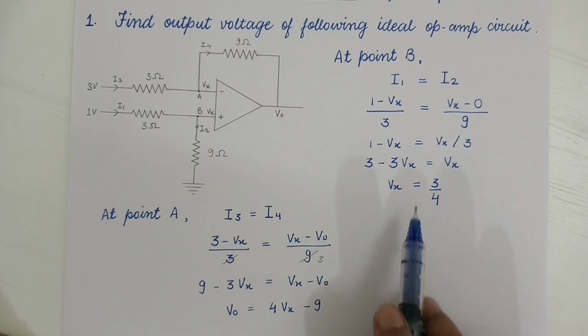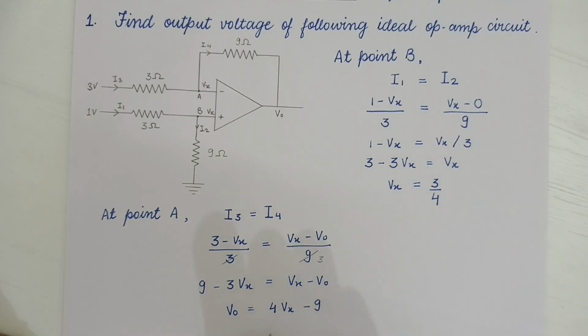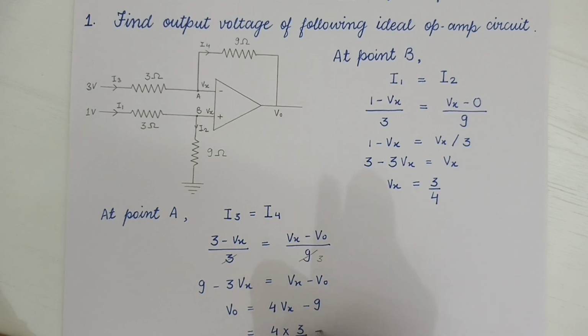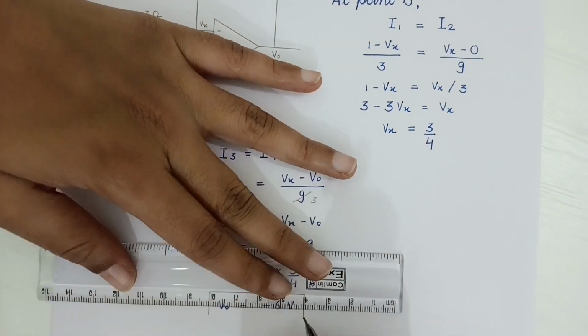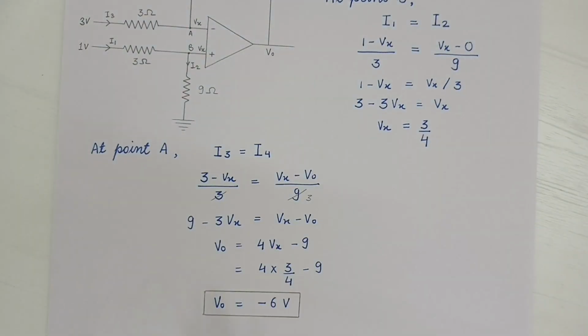And now let's put the value of Vx, that is 3 by 4, over here. And we will get 4 into 3 by 4 minus 9. Putting the value of Vx, that is 3 by 4, here and solving it, we will get V0, that is the output voltage, equal to minus 6 volt. So this is the simplest way to solve this question without the formula.